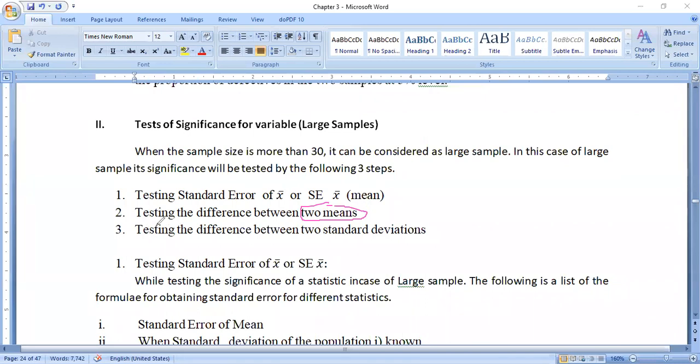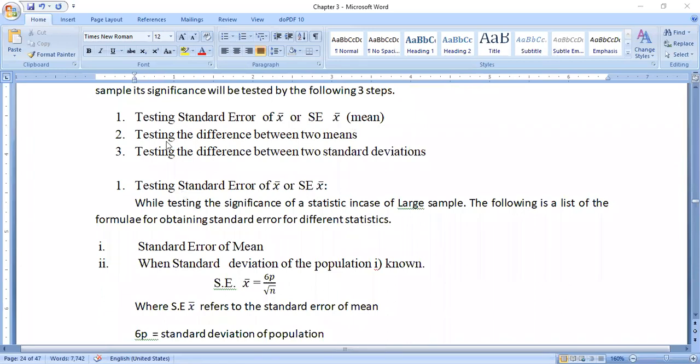And the third, testing the difference between two standard deviations. So in the second method, we are focusing on two means, but here we are going to focus on two standard deviations. In the given question, all the information is given clearly. We need to identify that. That is up to us. So we will start with the first topic in the second method, testing standard error of x bar, or SE x bar. X bar is nothing but mean.